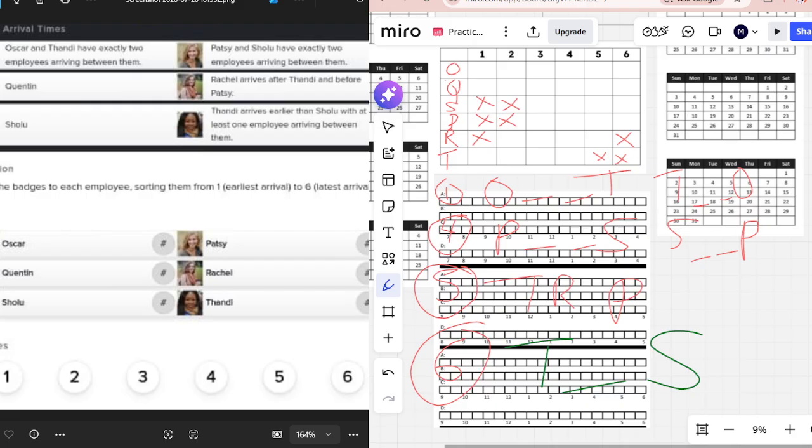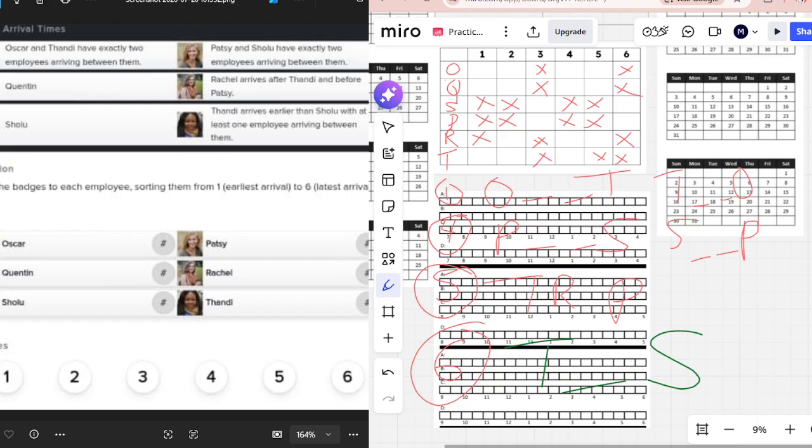Let's start with Sholu and Patty. It says that Sholu and Patty have 2 people in between. So if Sholu is 3, that means Patty would be 6. And Patty cannot be 4 or 5 because that would mean Sholu is 1 or 2. And since Sholu cannot be 1 or 2, Patty cannot be 4 and 5. Same thing, Sholu cannot be 4 and 5 because Patty cannot be 1 and 2. They have 2 people in between. So given that we have Sholu and Patty for 3 and 6, no other person can be 3, no other person can be 6. So let's cancel 3 all through for all of it.